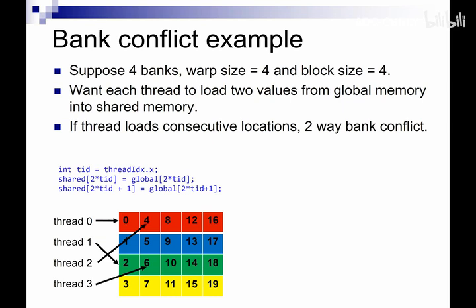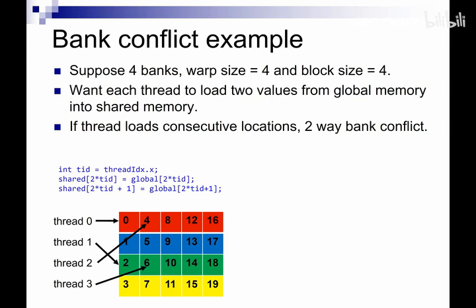Now let's say we want the threads to load 2 values each from global memory into shared memory. Here I've labeled the memory locations, 0, 1, 2, 3, up to 19. One way to do this is thread 0 loads memory locations 0, 1, thread 1 does 2, 3, thread 2 does 4, 5, and so on. So 2 each.